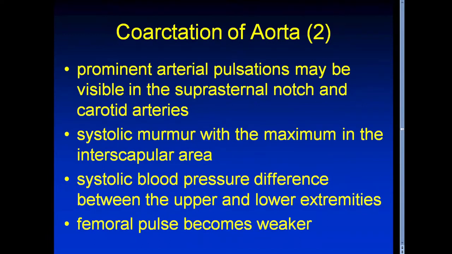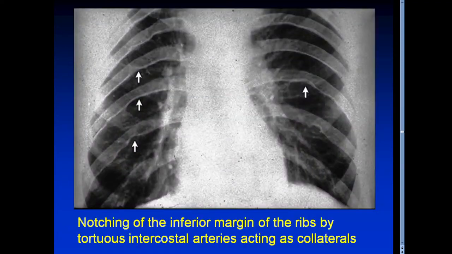Coarctation: prominent arterial pulsation may be visible in the suprasternal notch and carotid arteries. Systolic murmur with the maximum in the interscapular area. Systolic blood pressure difference between the upper and lower extremities. Femoral pulse becomes weaker. On X-ray, we can see notching of the inferior margin of the ribs by tortuous intercostal arteries acting as collaterals.